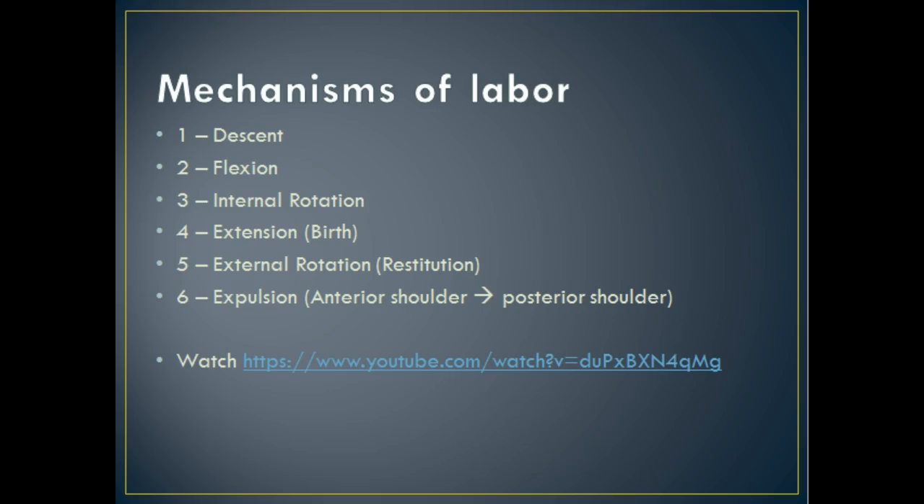And then finally, expulsion is the rest of the baby coming out, which starts with the anterior shoulder, so the shoulder that's up by mom's pubic symphysis, and then the posterior shoulder. So if mom's lying on her back, you can think of it as the top shoulder and the bottom shoulder. But we're going to be catching babies in all positions, so it's good even now to start thinking about it as being the anterior shoulder and the posterior shoulder.